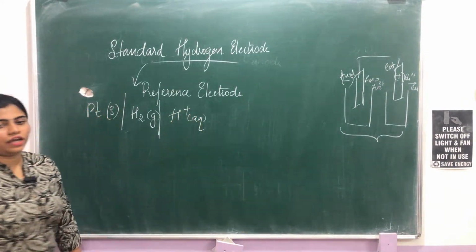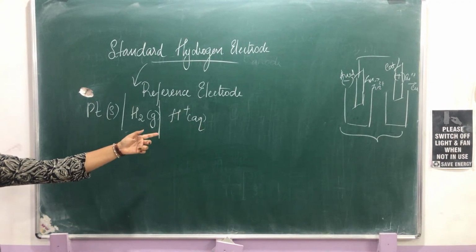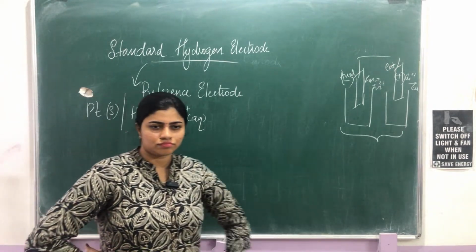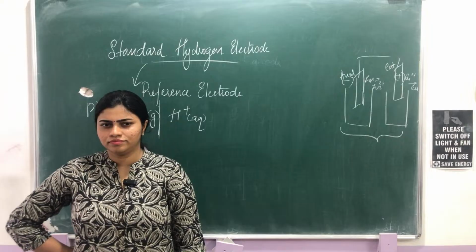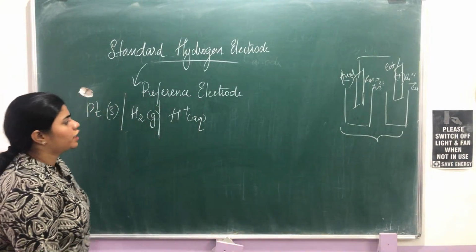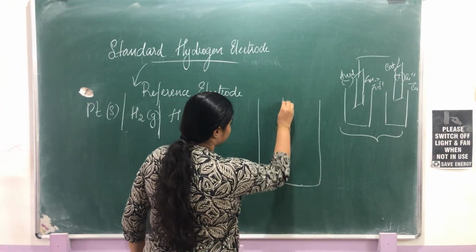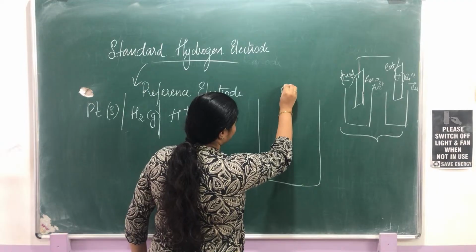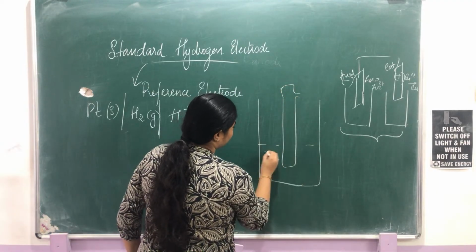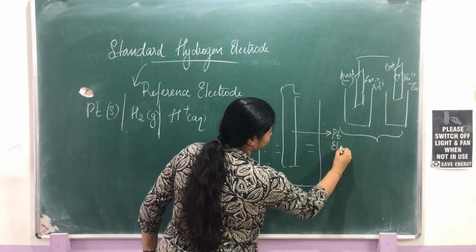What does this mean? Hydrogen ion. So if I'm taking hydrogen ion, who is the one who gives H plus ions? Acids or base? Acids are the one who gives H plus ion, right? Okay. So we are considering a beaker which consists of a platinum electrode. What is this? This is your platinum electrode.